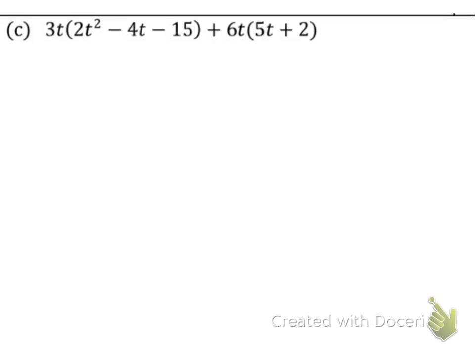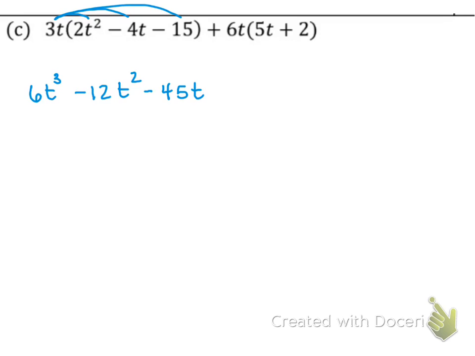Now I want you guys to try this one on your own. So pause the video and then you can play it to double check your answer. So first I'm going to distribute the 3t to all those three terms in the first set of parentheses. So when I multiply by 2t squared, I get 6t cubed. Then I multiply to -4t and I get -12t squared. Then I multiply to -15 and I get -45t.